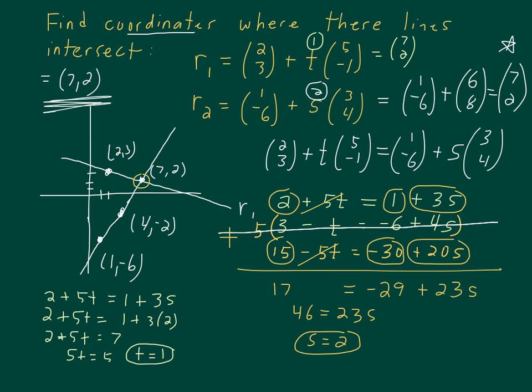We only had to make one movement on this r1 equation, which was going in this direction. We only needed to apply one scalar, whereas with the other one, which was heading this way, we had to apply 1 and then 2 scalars to get that intersection of 7, 2. So you don't have to find both scalars, you really just need one in order to find the intersection, but it doesn't hurt just to check.